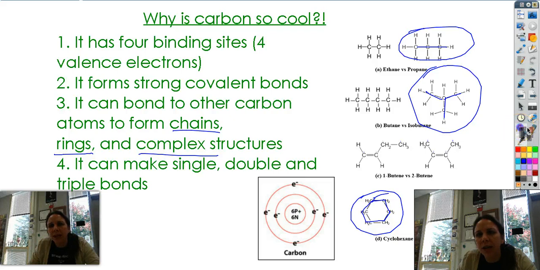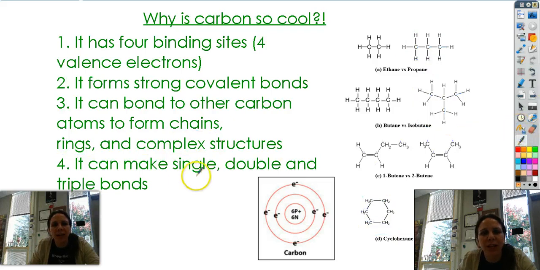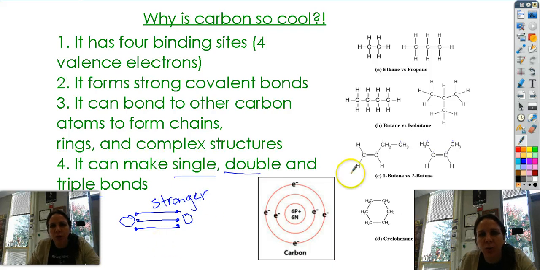And the last reason why carbon is so cool is that it can make what are called single, double, and triple bonds. And what that means is that between the 2 elements, if they each share 1 electron with each other, that makes a single bond. If they share 2 electrons with each other, each one contributes 2 to share, that's a double bond. And if each one contributes 3 electrons to share, then we call that one a triple bond. And the more bonds you put, the stronger it is. And so triple bonded carbons are super duper strong.